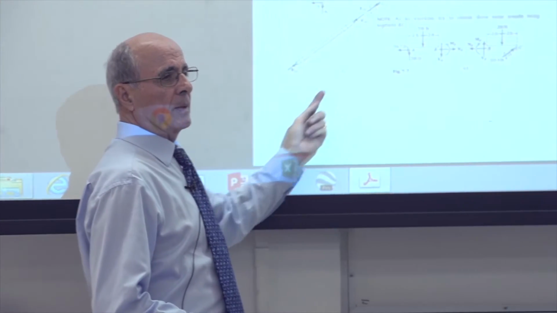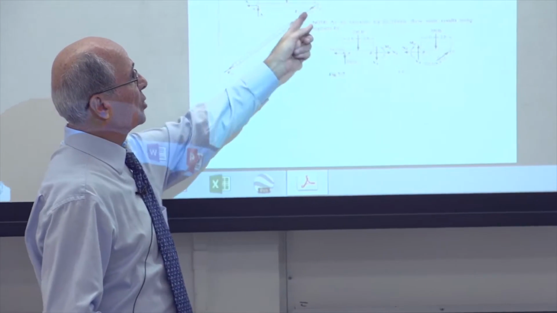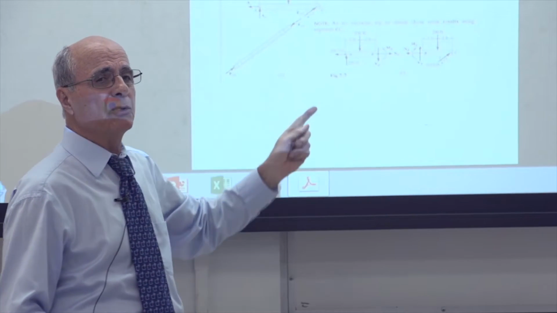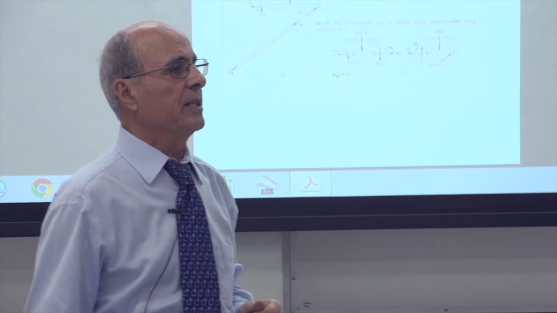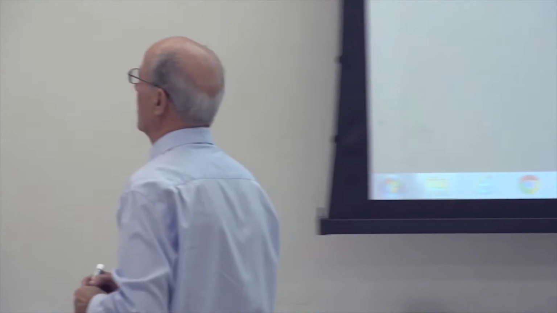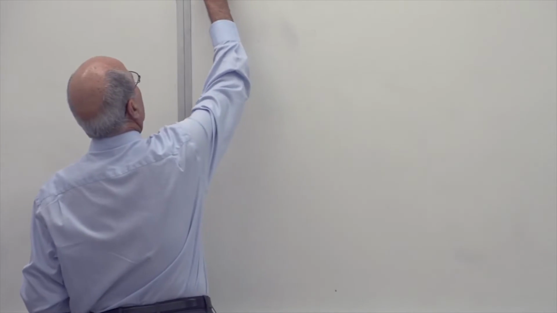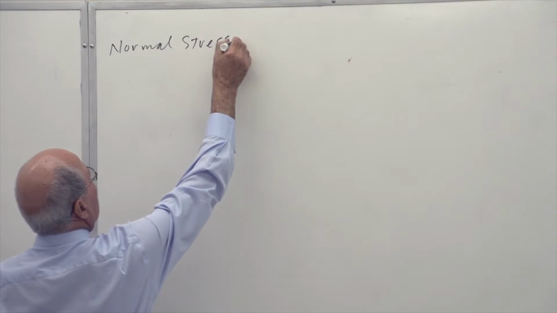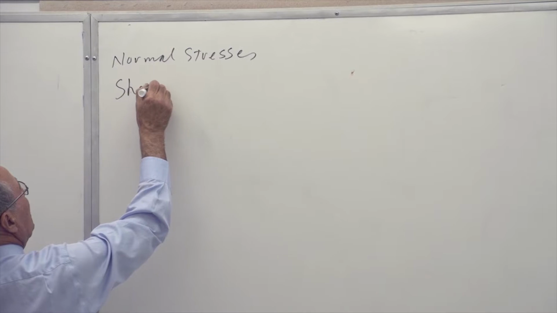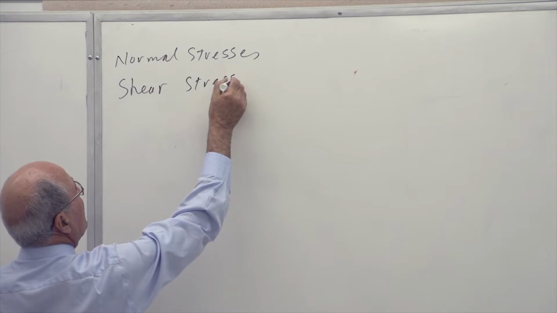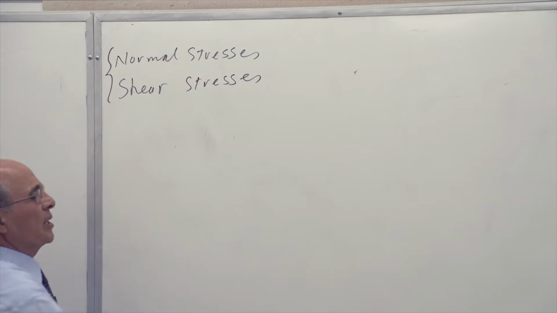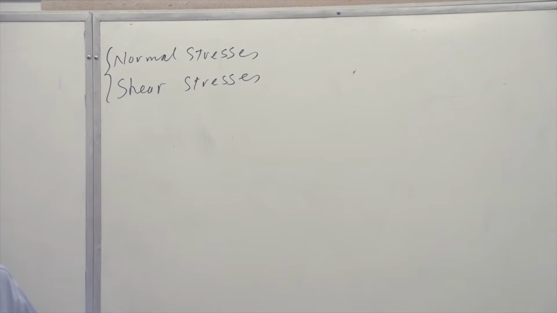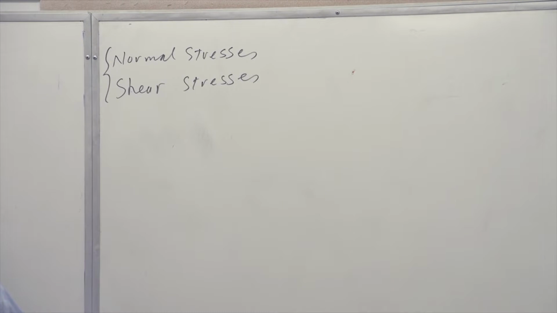What force did we find for this member? You have it there. It shows there. 333 pounds in compression. Yes? Okay. This is the idea now. We are going to talk about normal stresses and shear stresses. Today's lecture is about the two types of stress that you are always going to encounter in every problem from now on. One is normal stress, one is shear stress.